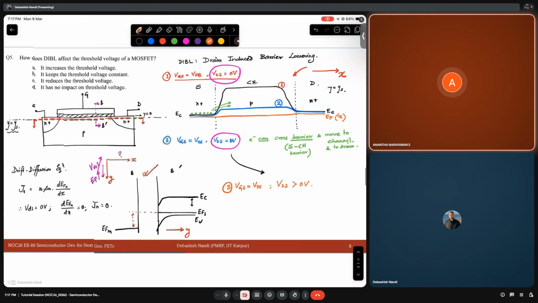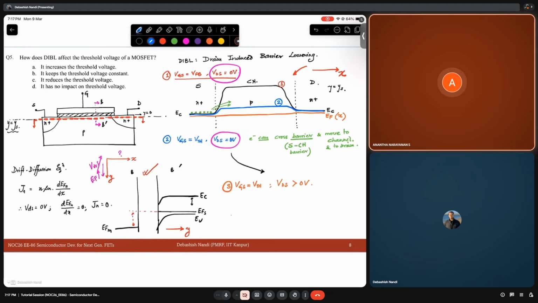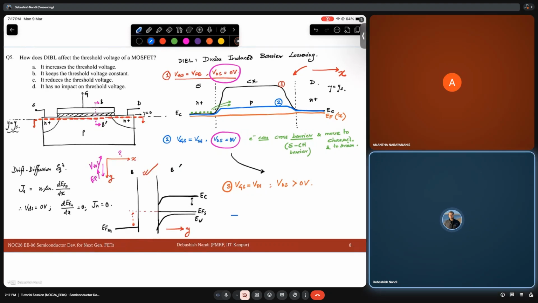So in that case, won't channel length modulation come into effect? So the depletion region will start increasing. No, don't go to those things. Okay, so I am only concerned about EC. So EC will change.